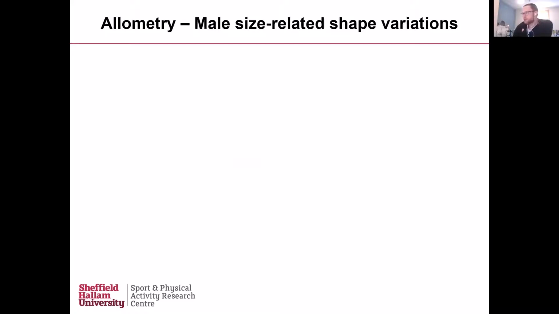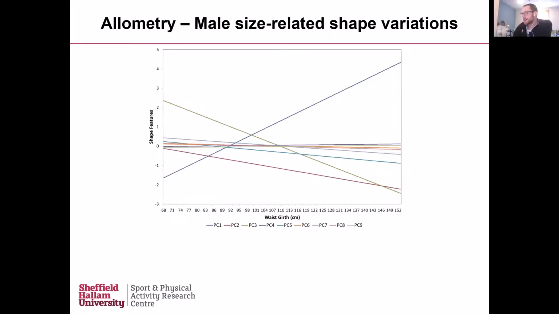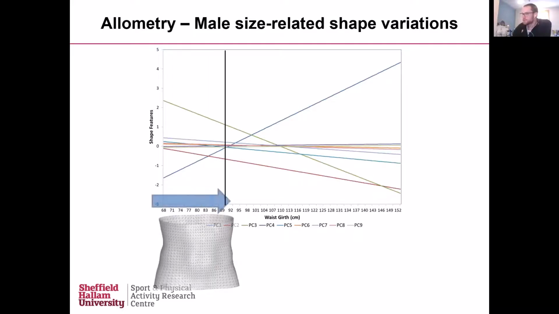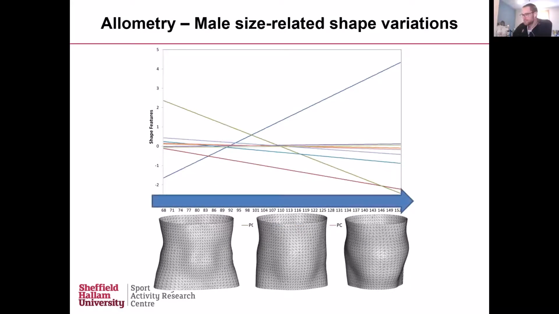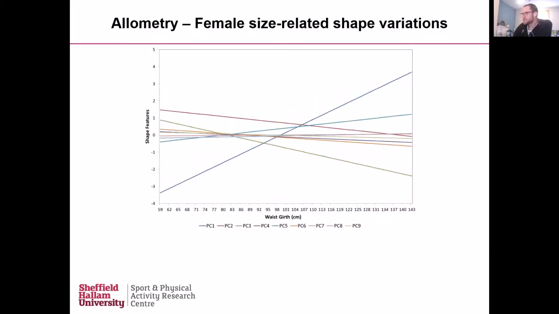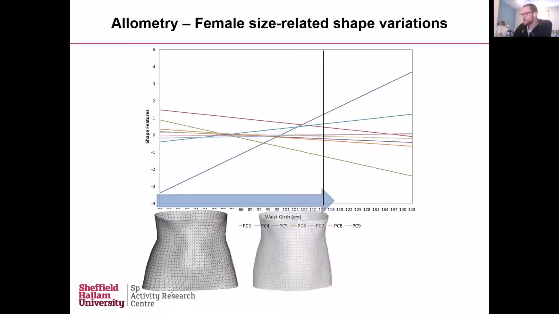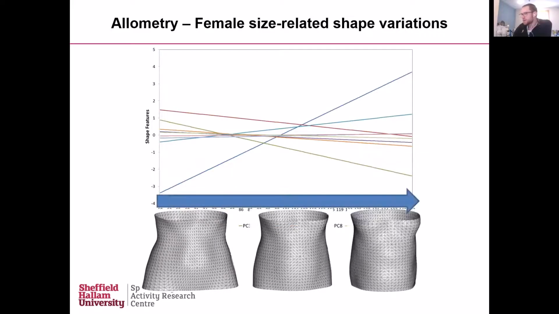Using partial least squares regression, we were able to create, or I was able to create an allometric model. So what this graph shows is size described as waist girth along the x-axis, and changes in each of those identified shape principal components along the y-axis. And as we move along the x-axis, so as size increases, according to our allometric model, body shape is expected to change in that way. So this is for male participants, and similarly for females. As size increases, shape is predicted to change in the following way.